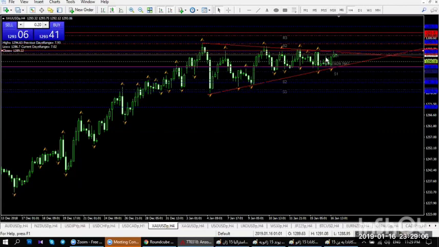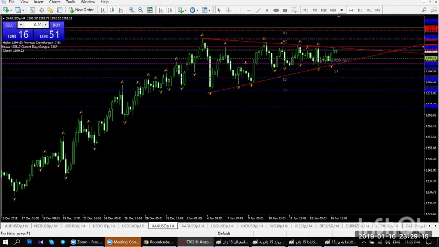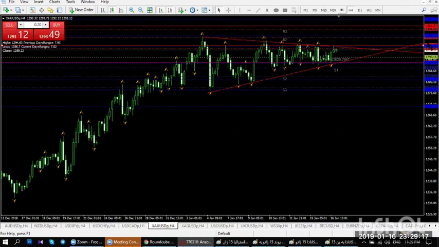If it breaks, it's going to reach 1302 and 1314, maybe even 1315. But before that, we have the 1302 and 1303 walls. And if it breaks the bottom wall, it's going to break, and the trend is completely finished.